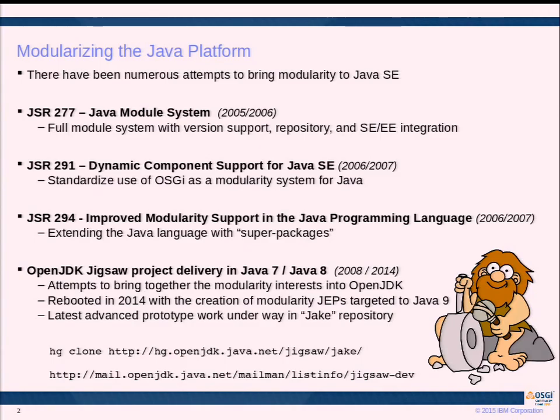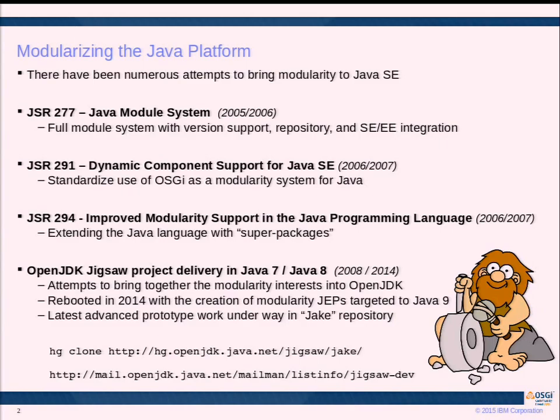It never really got off the ground because 291 came along, and that was a recognition that trying to build a whole new module system from scratch probably wasn't such a bright idea when OSGi already had a lot of history in this space and had solved a lot of the problems. So 291 was an attempt to say, let's use the OSGi model for modularizing Java itself. And for various reasons, not technical reasons, that JSR also didn't proceed. There was yet another attempt at 294, which was a much simpler approach, defining super packages into Java.